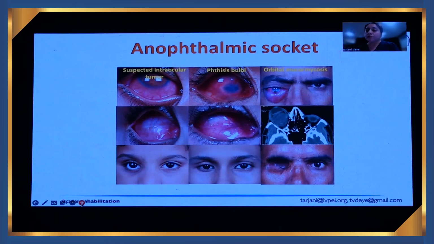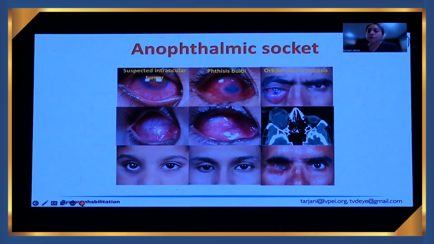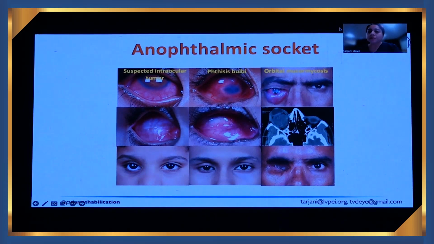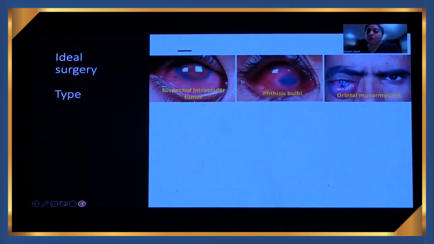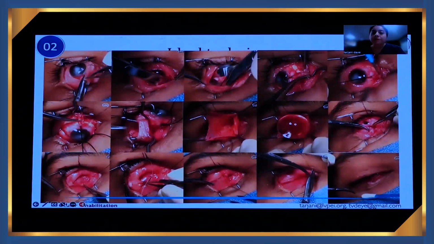Whenever you are faced with a suspected or a proven intraocular tumor, it is mandatory and prudent to go ahead with an enucleation and implant. But in all other situations of an end-stage eye, an evisceration is much less destructive and possibly becomes the surgery of choice. We are going to focus only on these 2 surgeries for today's lecture. We've looked at the type of surgeries, but what I also want to cover under the ideal surgeries is the technique, the implant, and the post-operative care, which in my opinion are very important.